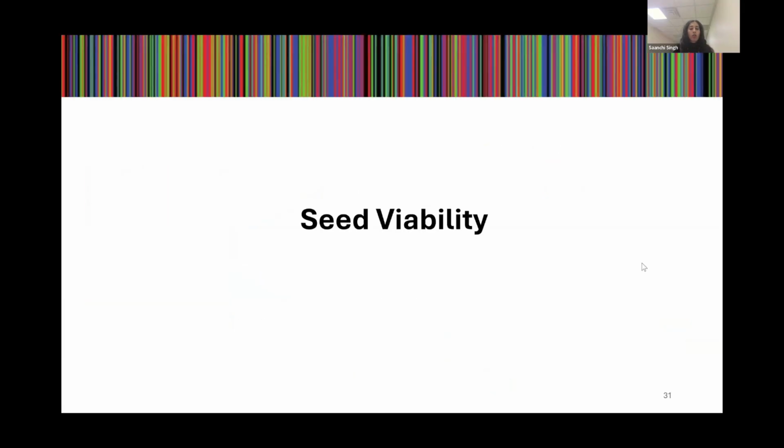We're also working on developing molecular seed viability tests because even if there are noxious seeds that are present in a seed lot, if they're not viable, then it doesn't really matter because they're unable to grow and therefore propagate. So we need to be able to identify the identity of the weed along with its viability.